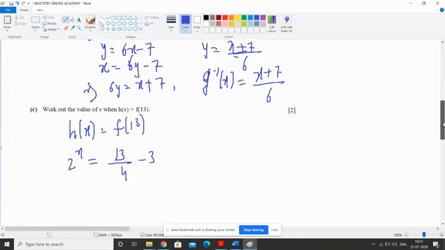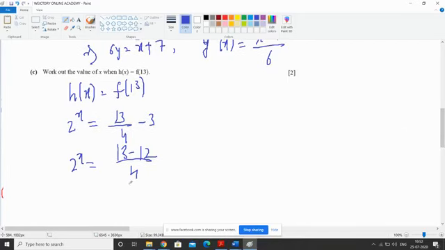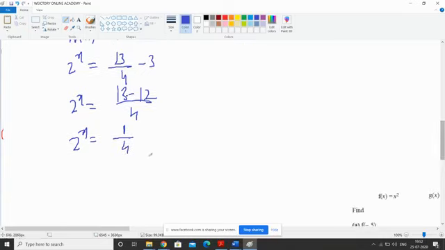Okay. So we will get 2 to the power x equals to, take the LCM, 4. 13 minus, if you take the LCM, you will get 12. So 13 minus 12 over 4, which will give you 2 to the power x equals 1 over 4. Now, if you simplify this, you will get 2 to the power x equals 4 to the power minus 1.